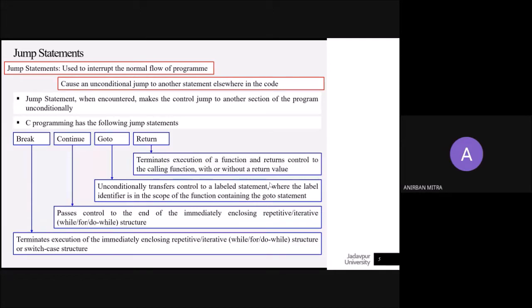Finally, we have the return statement. It terminates execution of a function and returns control to the calling function. It may have a return value or it may not have a return value. You can see that for the main function, we write return 0. That means it does not have a return value.